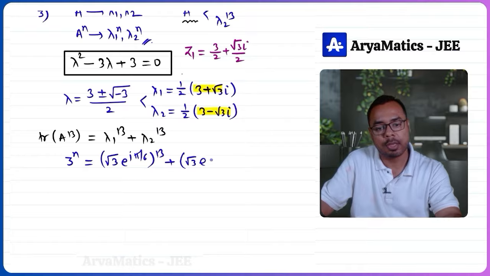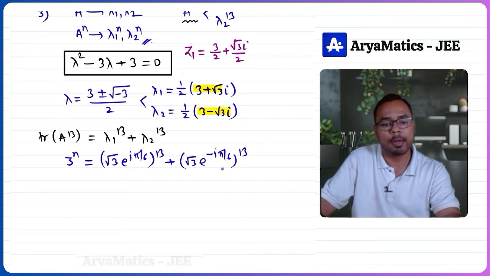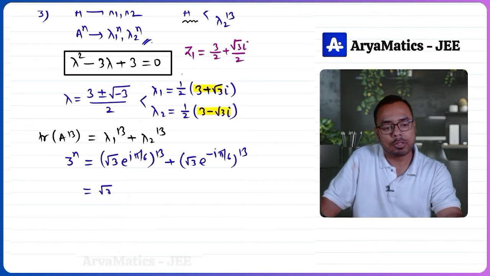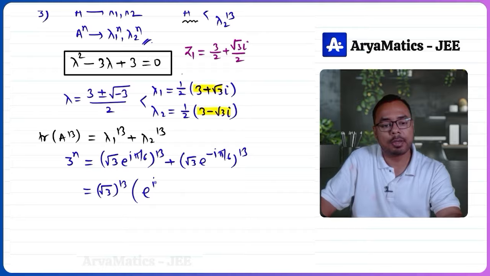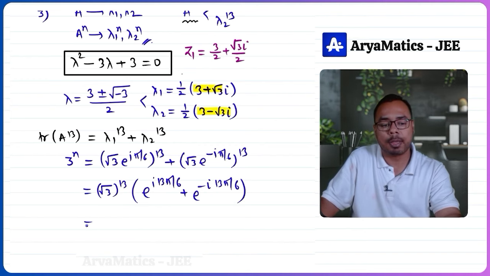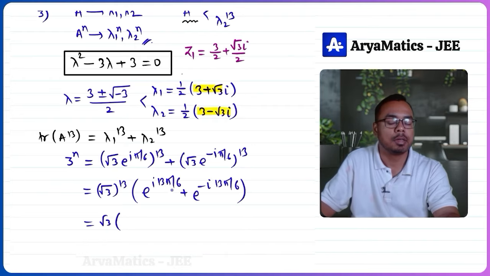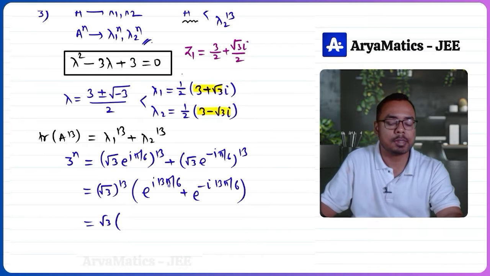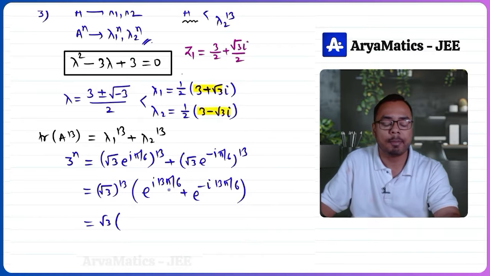So that means root 3 e raised to minus iota pi by 6, and this raised to 13. Now root 3 raised to 13, with this we can take common. And then you have e raised to iota 13 pi by 6 plus the other one, which will be e raised to minus iota 13 pi by 6. Now 13 pi by 6, this we can write as 2 pi plus pi by 6. 2 pi we can remove, so pi by 6.